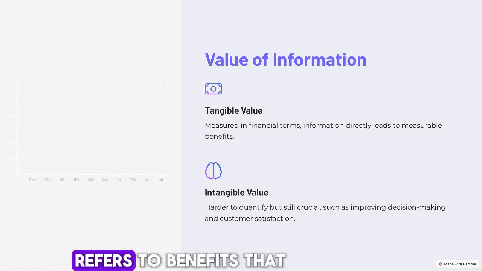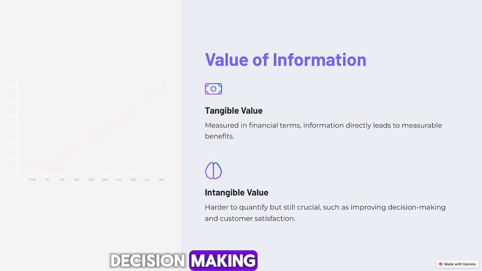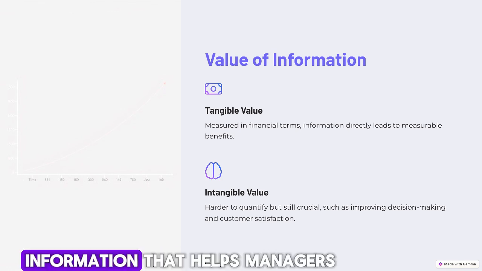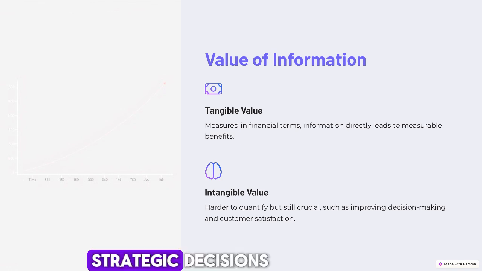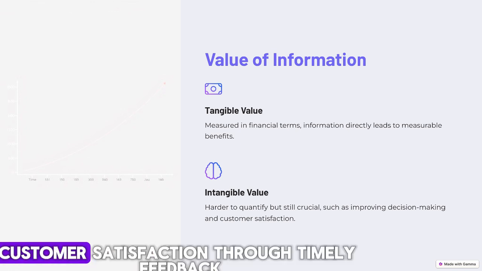Intangible value refers to benefits that are harder to quantify but crucial, like improving decision-making. For instance, information that helps managers make better strategic decisions. Another example is enhancing customer satisfaction through timely feedback.